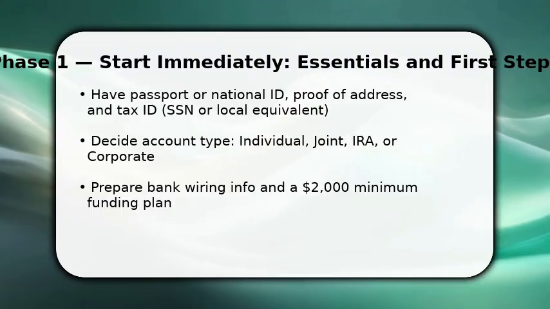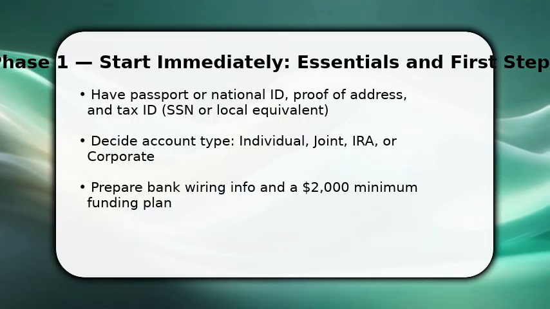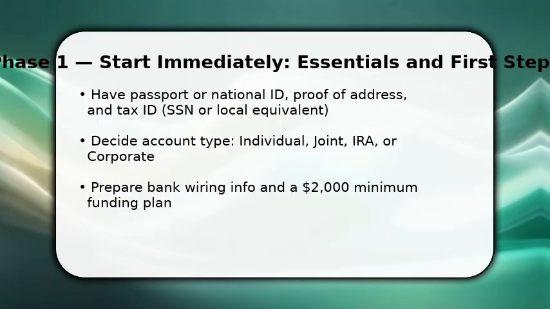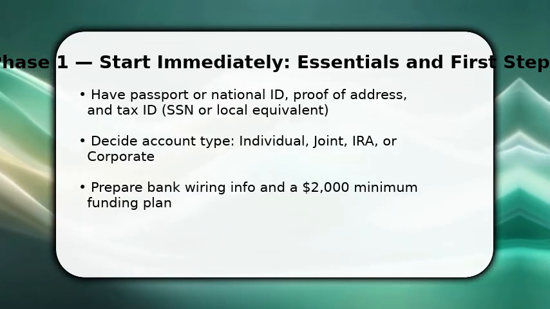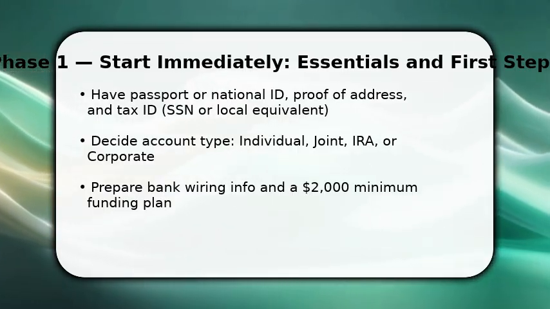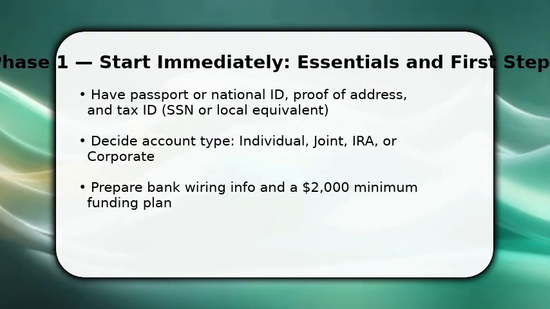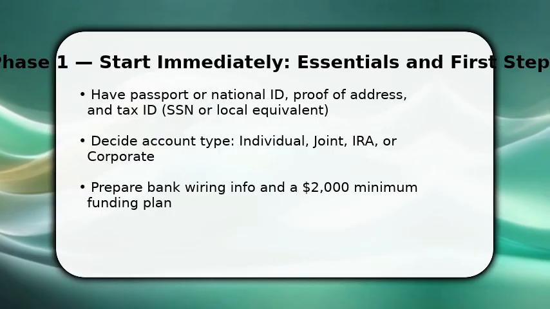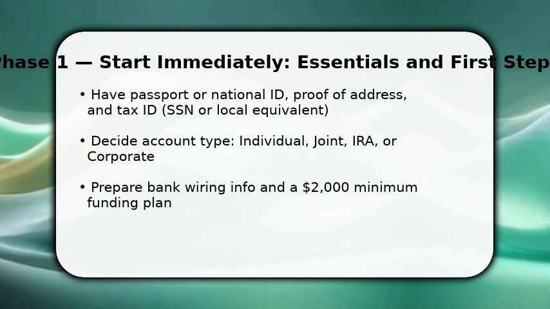You begin by confirming identity and eligibility. Do that now. Have your passport or national ID, proof of address, and tax ID ready so you can move fast. Next, choose account type, individual, joint, IRA, or corporate, because regulations and forms differ. Once decided, set up bank wiring details and plan initial funding.